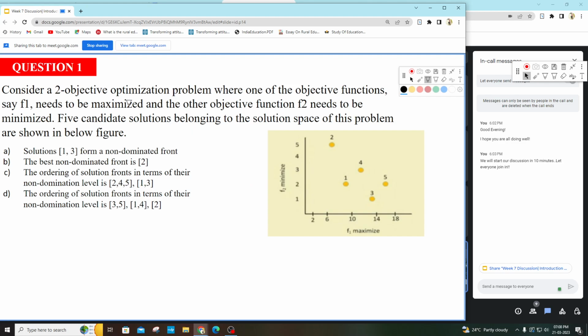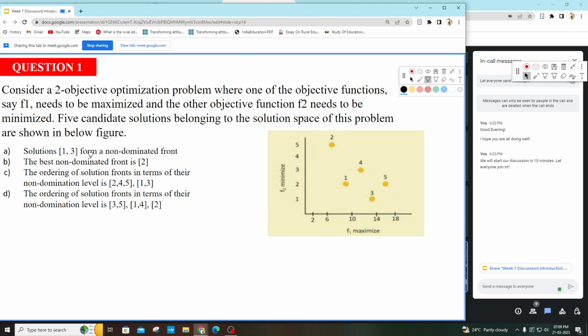Okay, so this is the first question. Consider a two objective optimization problem where one of the objective functions, f1, needs to be maximized and the other objective function, f2, needs to be minimized. 5 candidate solutions, 1, 2, 3, 4 and 5, are given in the solution space of this problem. Which of the following is correct? You have to determine that.